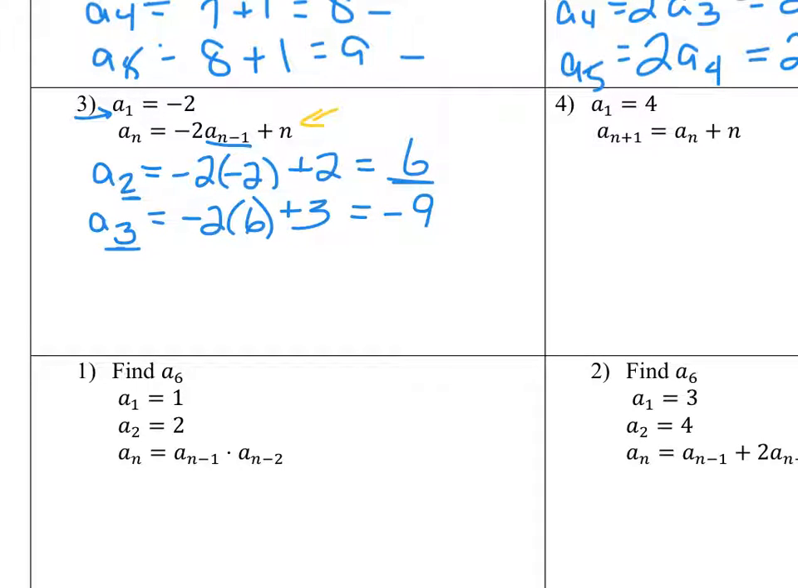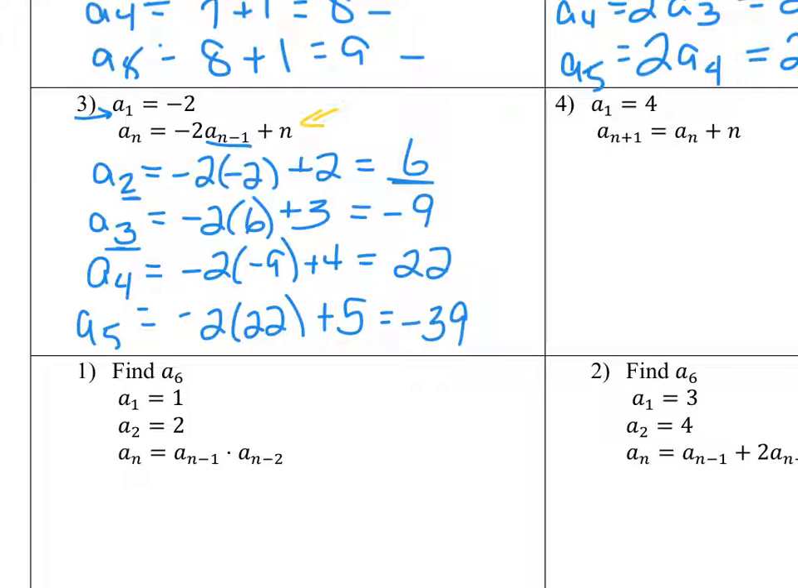And see if you can finish these 2 out. Okay, so this should be the 2 that you got. So I put this negative 9 here. The term number is 4. And then I put the 22 here. The term number is 5. So that's the n right there.